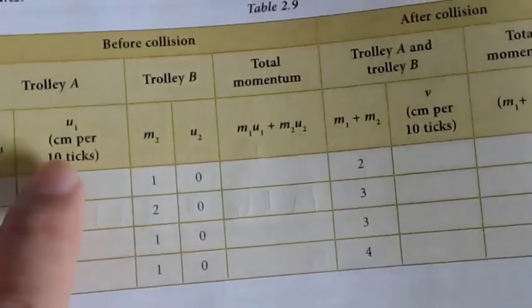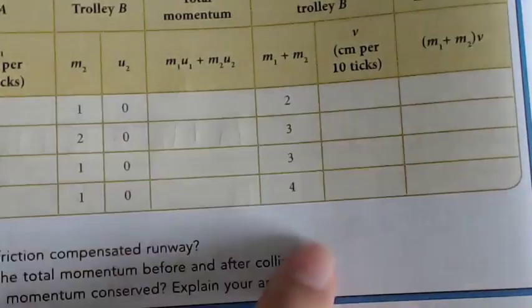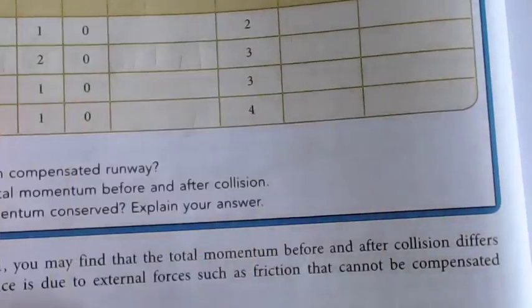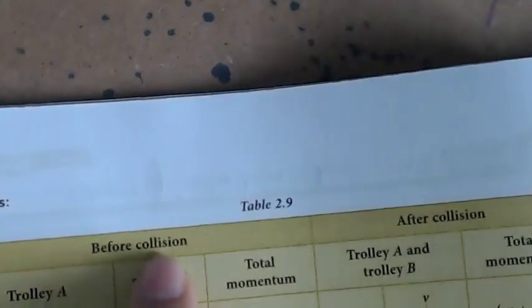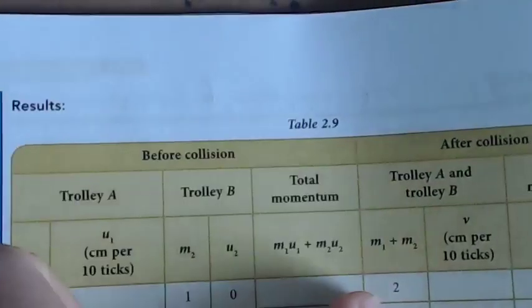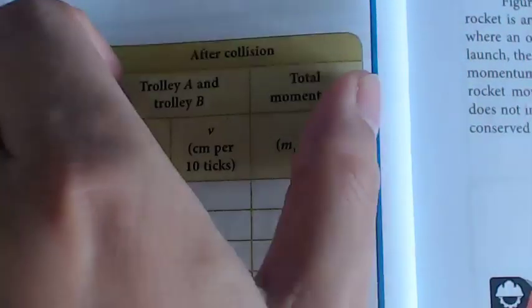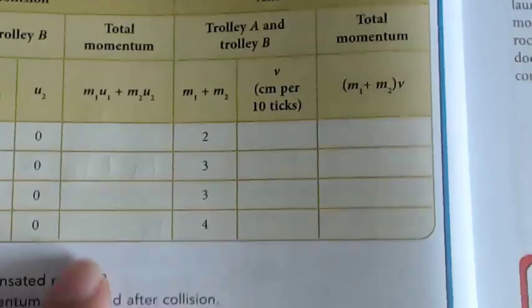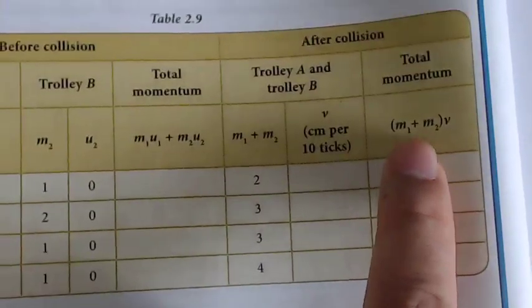Now we have this table. You know what to do with this table. You're going to fill it with the data while you do the activity, systematically, and then you're going to find out. Take a look at this column here. This column is for before collision, while this column is for after collision, after the hit. After you put all the data here, you do calculation like this.